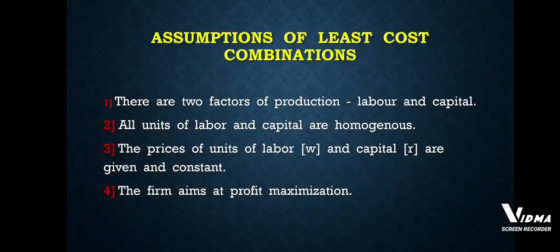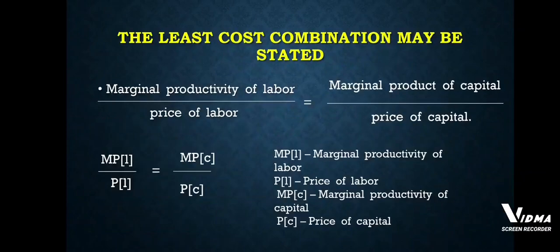Assumptions of the least cost combinations. So there are two factors of production. One is labor and next is the capital. All units of labor and capital are homogeneous. The price of units of labor and capital are given and constant. The firm aims at profit maximization. So these are the assumptions of least cost combinations.